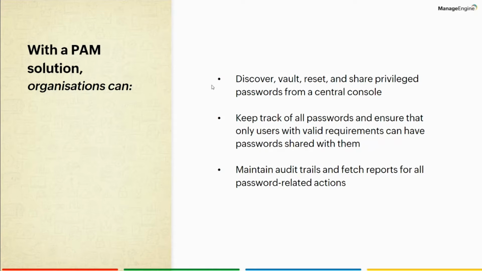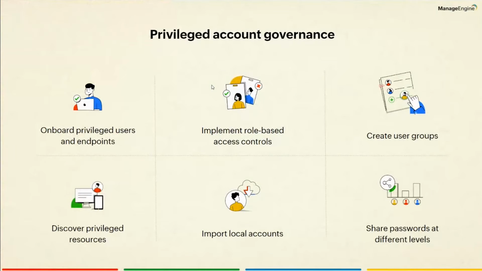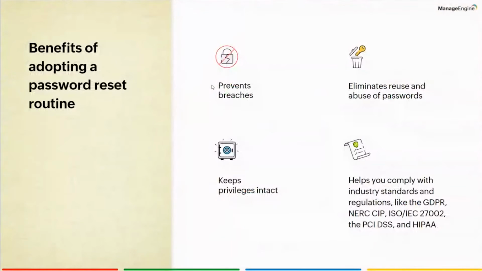So let me showcase what options the privileged account governance module of PAM 360 has to offer. Let's go one by one: onboarding the users from various identity stores and implementing role-based access controls, onboarding the resources from various directory services, and also how to share the passwords at different access levels. So this is the first part of this masterclass. Let me take you to the product.